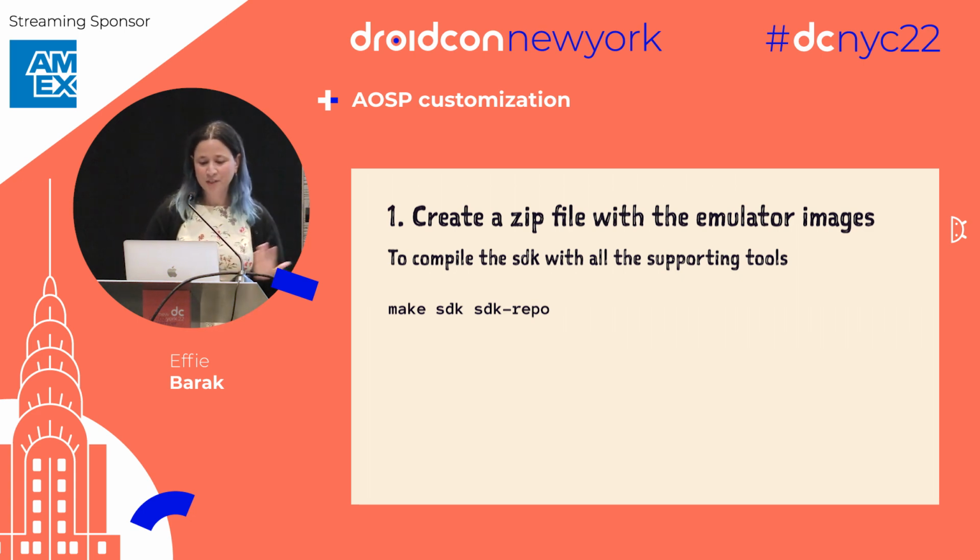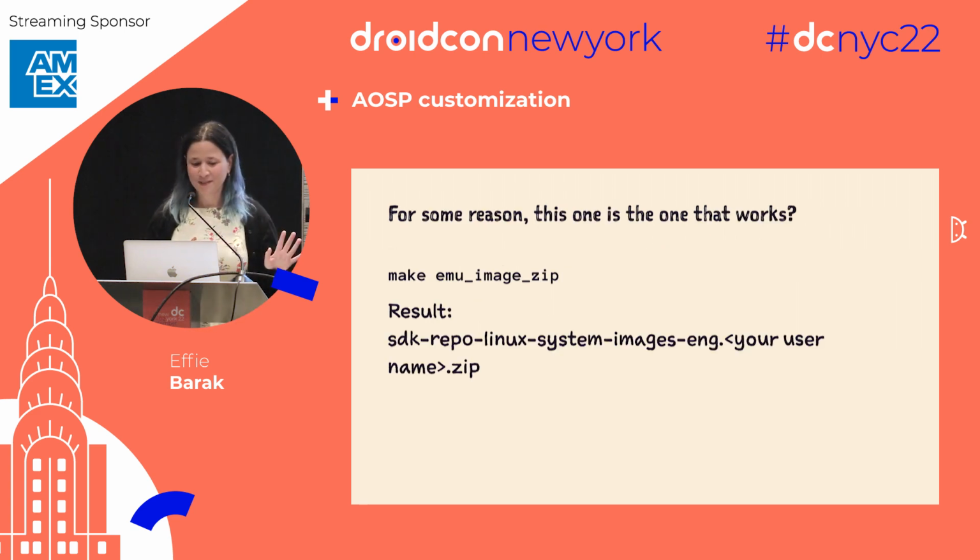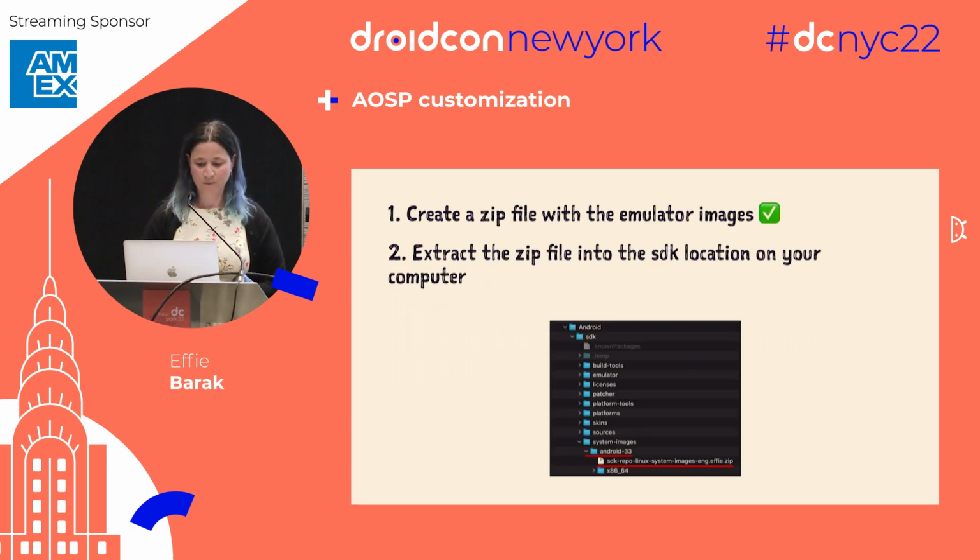Creating a zip file with the emulator image. Officially, the command is make sdk_repo. I don't know why, but this isn't working. What is working is make emulator_image_zip. And this will result in this long file, system images and your username zip. Okay, so we have the zip file with the emulator images built on our server.